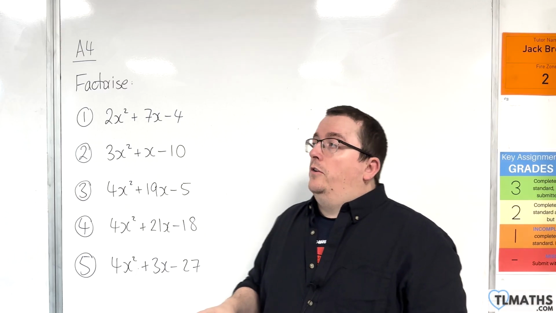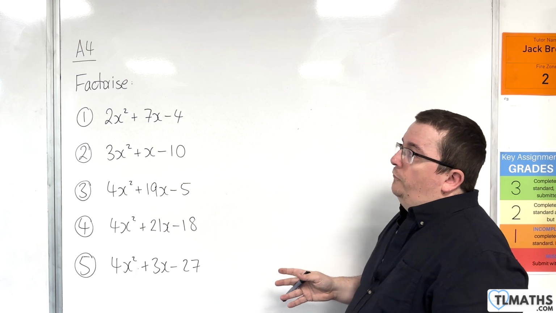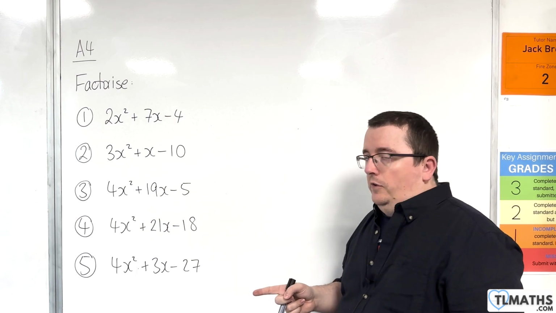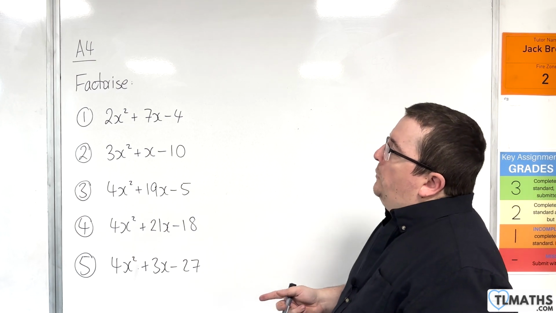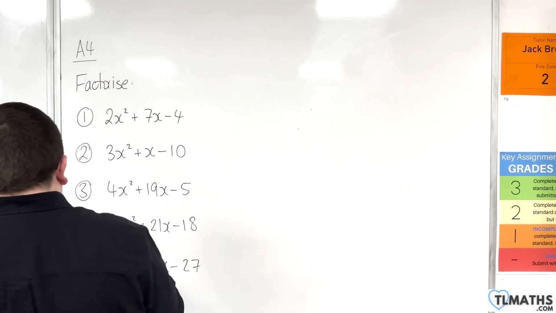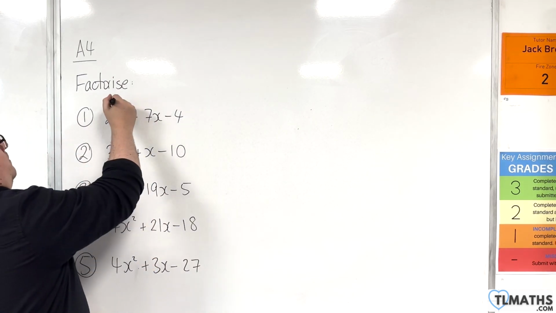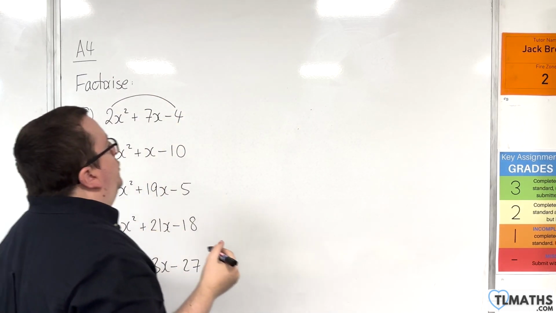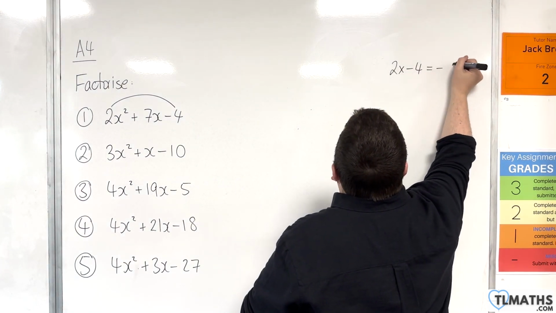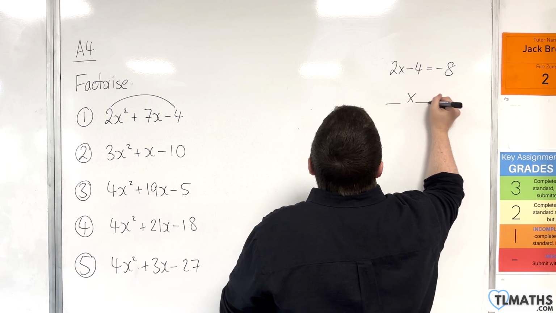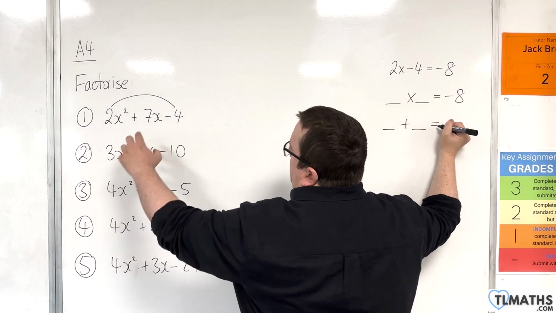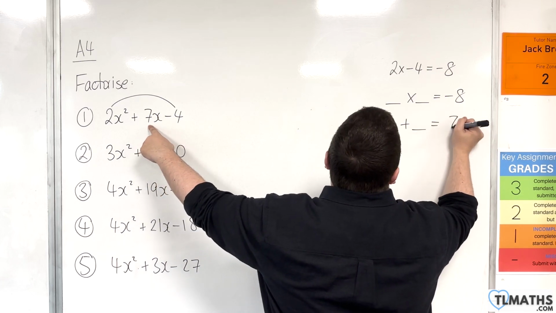So in this video, we're going to go through some more examples of factorising quadratic expressions where the coefficient of x squared is not 1. So, first of all, 2x squared plus 7x take away 4. I'm going to multiply the 2 by the minus 4 first. So 2 times minus 4 is minus 8. So we're looking for two numbers that multiply together to make minus 8, but add together to make the coefficient of x, which is 7.